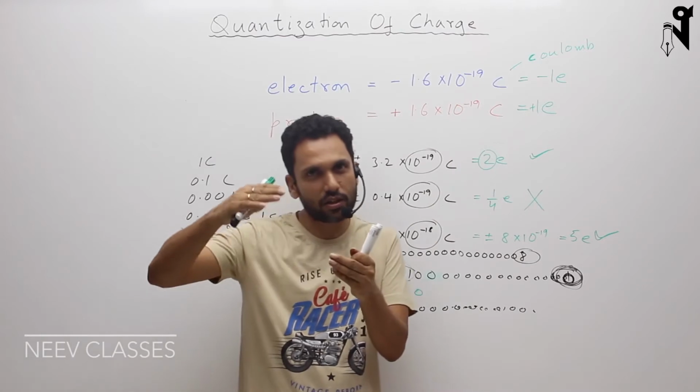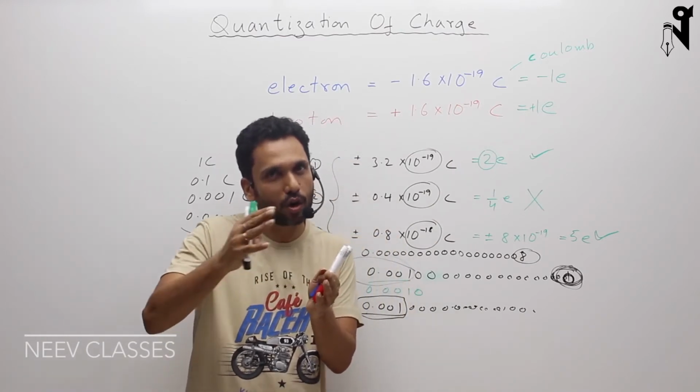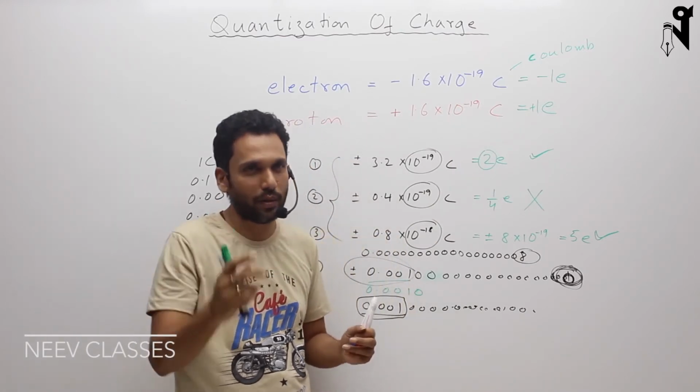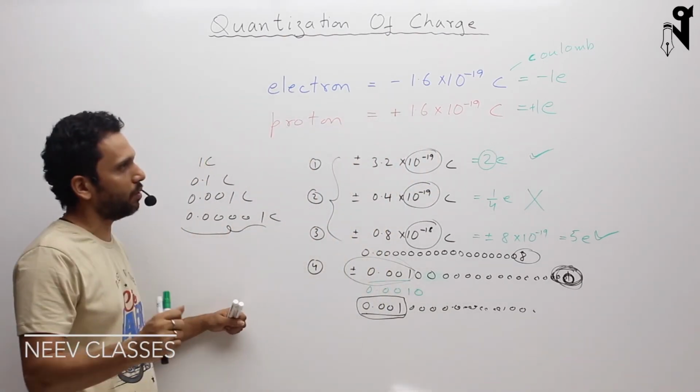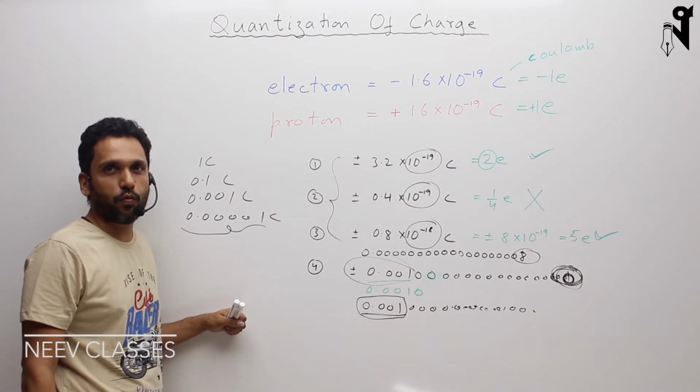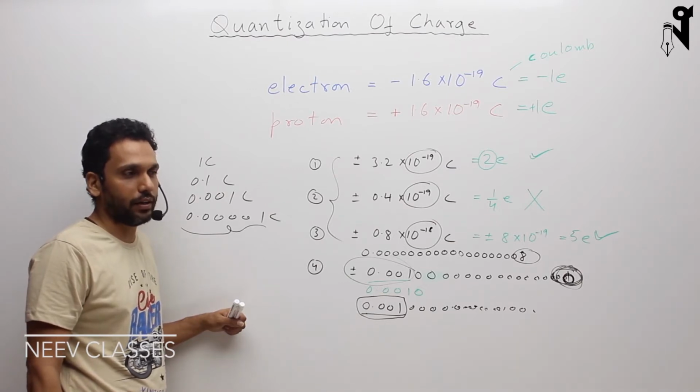It was jumping in certain numbers, either this charge or the next one or the next one, nothing in between. So since that basic thing was known, that integral multiple, Millikan was able to find out the value of an elementary charge.